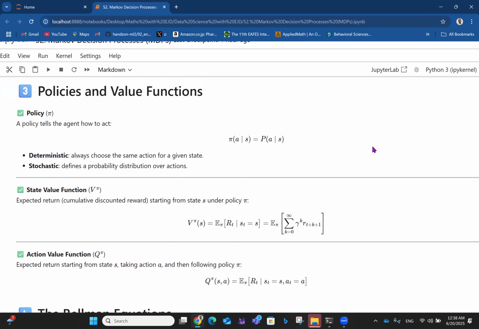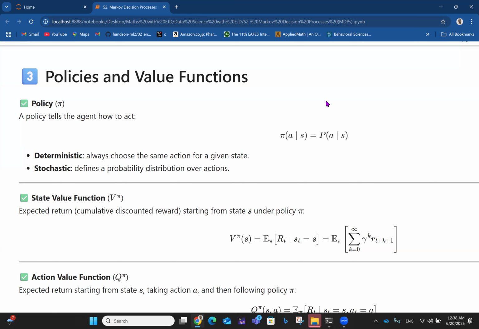Now you talk about policies and value functions. If you have a policy pi, we know a policy tells the agent how to act. A policy basically maps a state to an action. So in this state, what action should I take? And that's basically what it is mathematically here. So pi of A given S is equal to the probability of A given S, right?